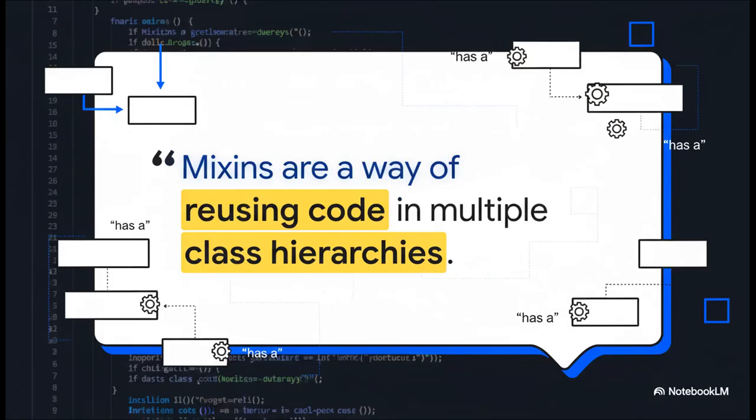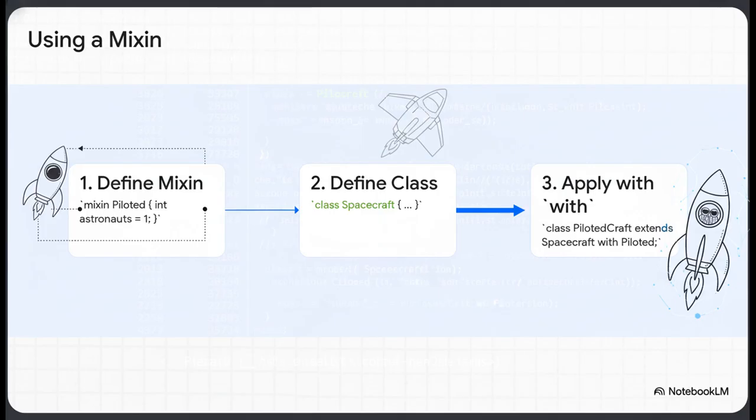Think of it this way. Inheritance creates an is-a relationship. A golden retriever is a dog. But what if you want a bird and an airplane to both have the ability to fly? A bird isn't an airplane. A mixin gives you a has-a relationship. Both can have the Flyable capability. It's way more flexible. And using them is dead simple.